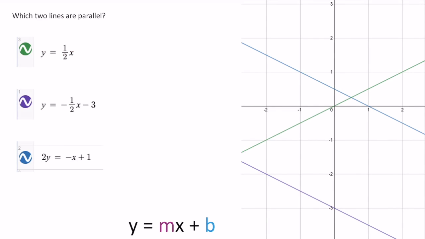All right, last question. Which two lines are parallel, right? And you can see the green line, the purple line, and the blue line are all graphed. So right away, you can see in the picture that this blue line is parallel to the purple line and that the green line is not parallel to them. So the answer is going to be the blue and the purple lines.